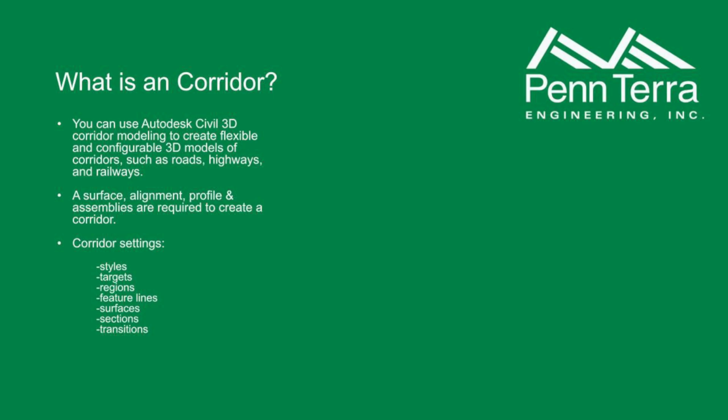So like I said, you need to have a surface, an alignment, a profile, and assemblies before you can even create a corridor. And then as far as settings, there's a ton of them. Luckily, we've gone through and we have basic settings for your corridor already configured in our template. So if you have a template, you're a lot better off.